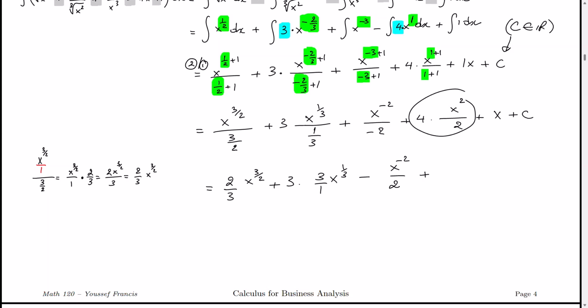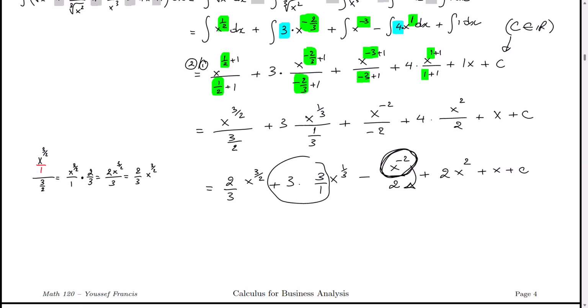Well, if you can reduce it in your head, that's great. 4 divided by 2 is going to be 2, so that's going to be 2x squared plus the x plus the c at the end. Okay, so this is pretty much almost the end. The only thing I'm going to do is think about what is going on there, 3 times 3 over 1. And maybe if you want, we can rewrite this part that has a negative exponent back in the denominator. Again, that's not required, but if you want to do that, be my guest.